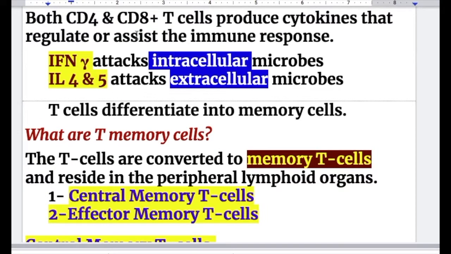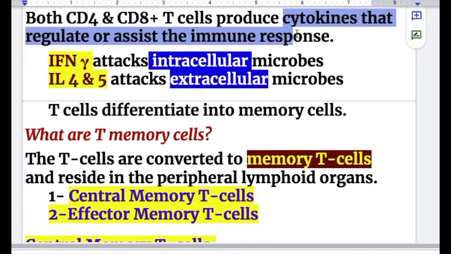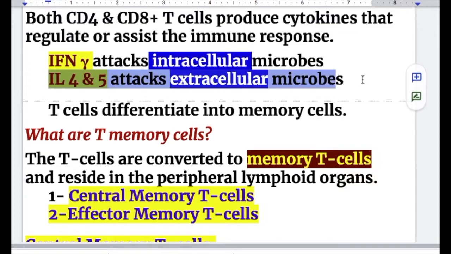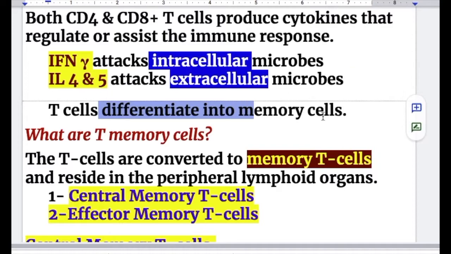Both CD4 and CD8 T cells produce cytokines that regulate or assist the immune response, and interferon gamma attacks the intracellular microbe, and interleukin types 4 and 5 attack the extracellular microbe. And then T cells differentiate into memory type T cells.